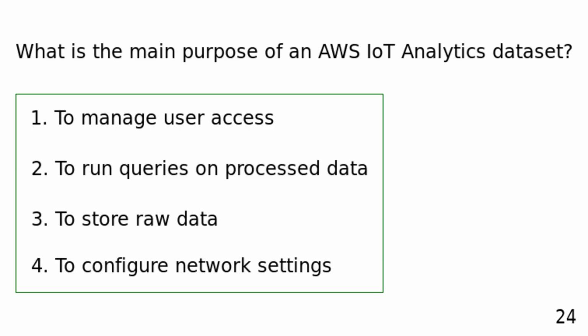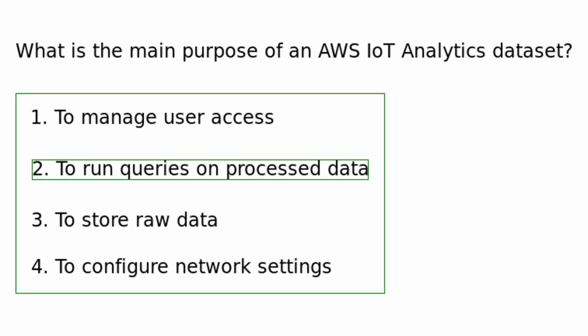What is the main purpose of an AWS IoT Analytics dataset? To manage user access. To run queries on processed data. To store raw data. To configure network settings. The main purpose of a dataset in AWS IoT Analytics is to run queries on processed data.